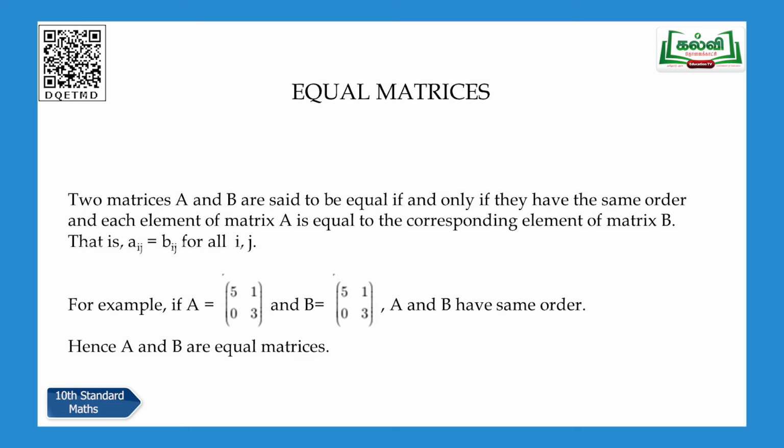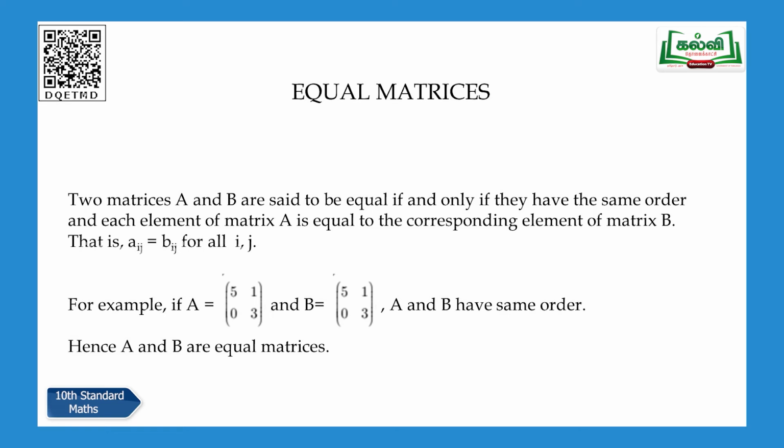Now, equal matrices. What do you mean by equal? Here we are comparing two matrices, to see how they are equal. Two matrices A and B are said to be equal if and only if they have the same order. What do you mean by order? That is the number of rows and columns. And each element of matrix A is equal to the corresponding element of matrix B. So, the first condition is that they should be of the same order.